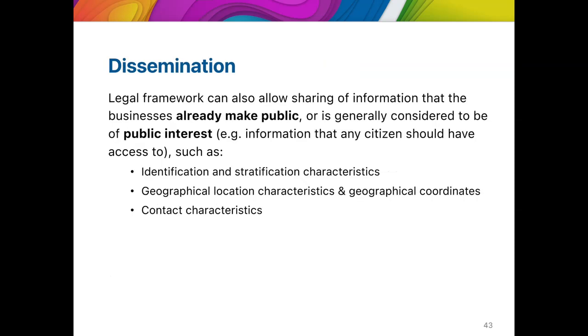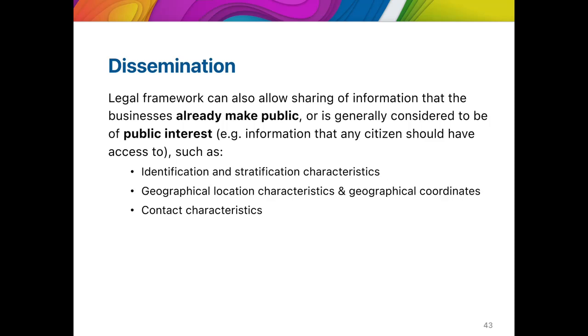Lastly, dissemination. The legal framework can also allow sharing of information that the businesses already make public or is generally considered to be of public interest, like information that any citizen should have access to, such as identification characteristics or attributes, geographical location and coordinates, and contact information or contact person characteristics. Okay, so that covers the SBR's legal framework.